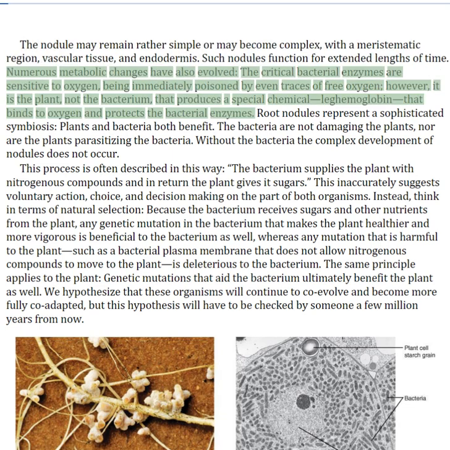Numerous metabolic changes have also evolved. The critical bacterial enzymes are sensitive to oxygen, being immediately poisoned by even traces of free oxygen. However, it is the plant, not the bacterium, that produces a special chemical, like hemoglobin, that binds to oxygen and protects the bacterial enzymes.